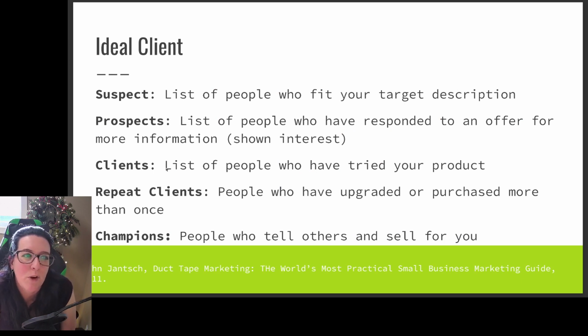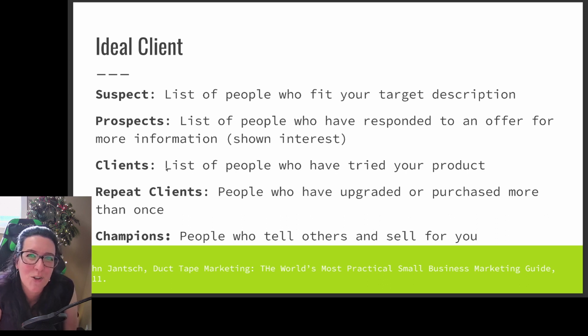So we want to differentiate between suspects, people who fit your target description; prospects, people who have shown interest in your product; and clients, people who've tried your product. Ultimately, we want to convince suspects to become prospects, prospects to become clients, and once they've tried our product, we want them to be repeat clients. We want them to upgrade, we want them to purchase more than once, and we want them to be loyal. We want to turn them into champions. We want them to tell others about our product and really sell it for us.